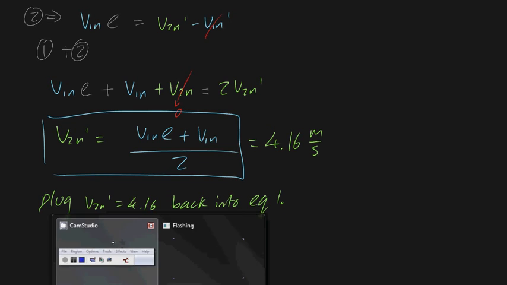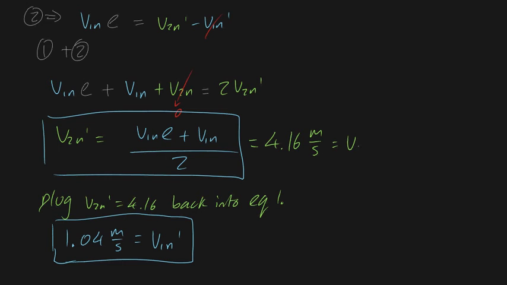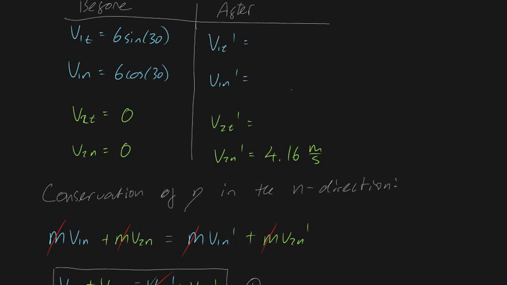Well, we get 1.04 meters per second. That is going to be equal to v1n dash. That is our velocity of our first ball in the normal direction after collision. Okay, so I should specify this is going to be v2n dash right here. So let's write that above, where we can keep track of all this. This is going to be 1.04 meters per second. Okay, cool. Now let's see if we can solve for v1t dash and v2t dash.